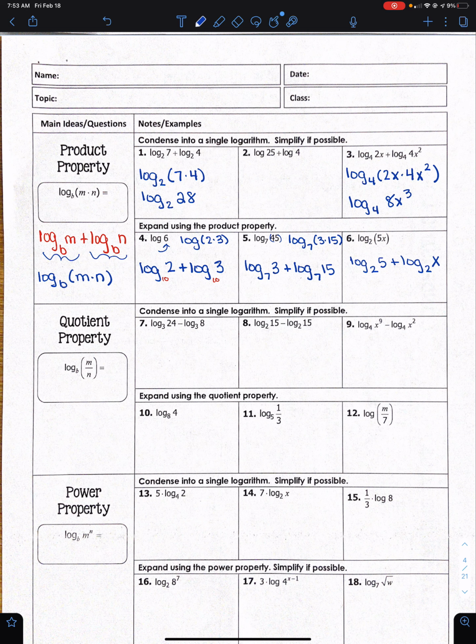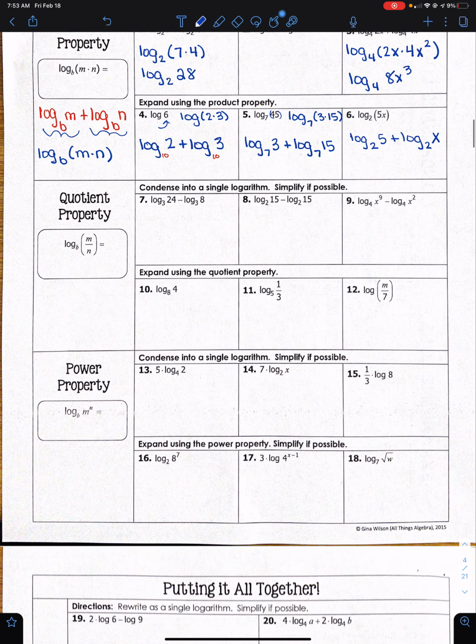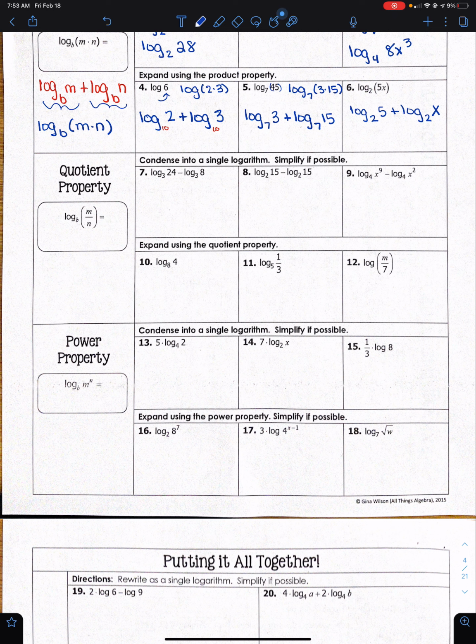Okay? All right, now when it comes to quotient property, that one there, instead of adding, now we're looking at things that were being subtracted. So log b of m minus log b of n. That subtraction in the middle tells me that this time I'm going to use division. Still take out that greatest common factor. Okay, so they have log b, and I'm left with m divided by n.